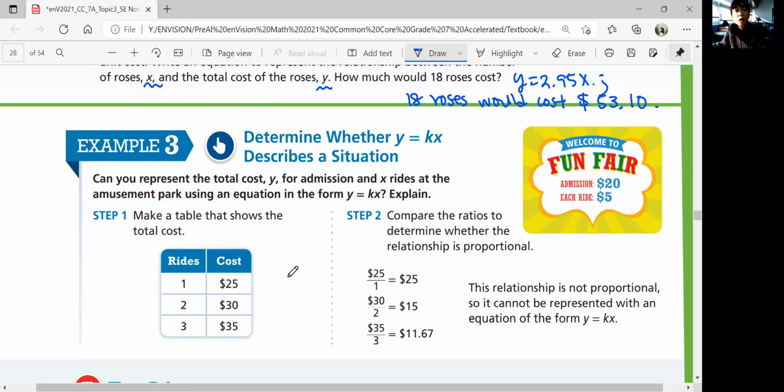One ride will cost $25, including admission. If you ride 2 rides, it will cost $30 total, including admission. 3 is 35, and so on. We compare the ratios. 25 over 1 is 25. 30 over 2 is 15. 35 over 3 is 11.67. Is this proportional? No, the relationship is not proportional, so it cannot be represented with an equation of the form y equals kx. It needs a different form. But the question just asked you if this could be represented in this form. You can just say no.